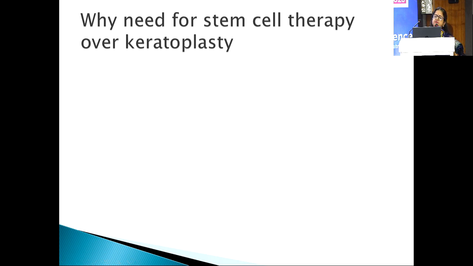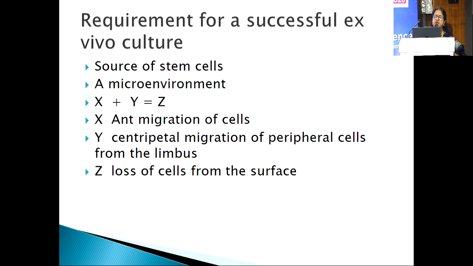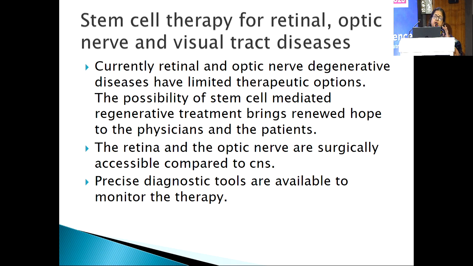So, when do we need stem cell therapy over keratoplasty? If the lesion is confined to the center of the cornea, then keratoplasty is sufficient. But if the lesion is confined to the periphery of the cornea, then stem cell therapy is a better option. It can be autologous or allogenic, and X plus Y is equal to Z, where X is the anterior migration of the cells, Y is centripetal migration of the peripheral cells, and Z is the number of cells from the surface.